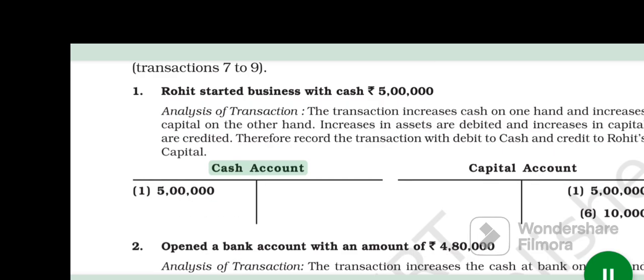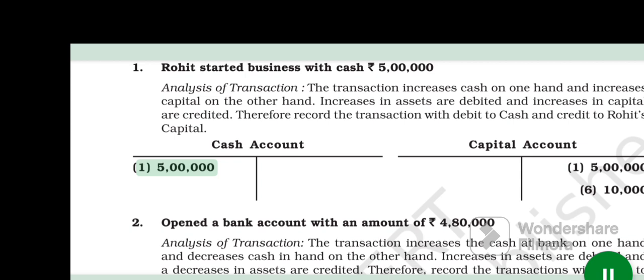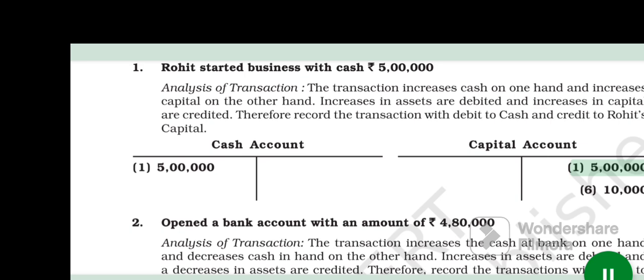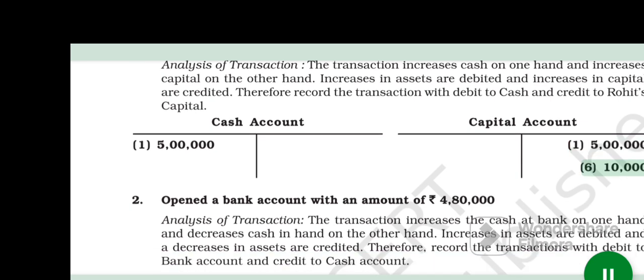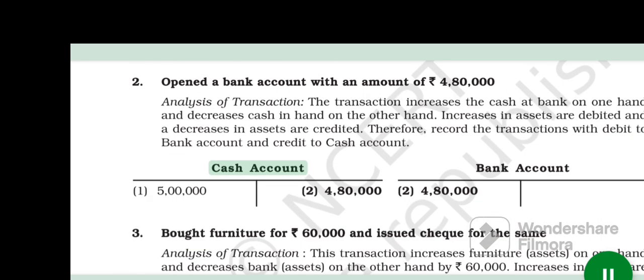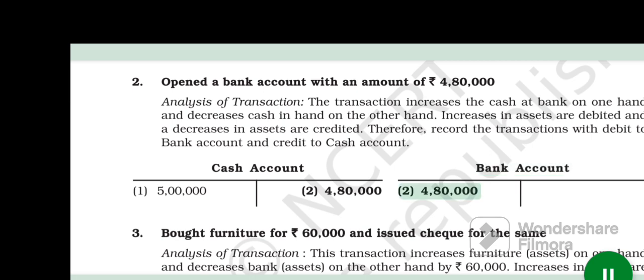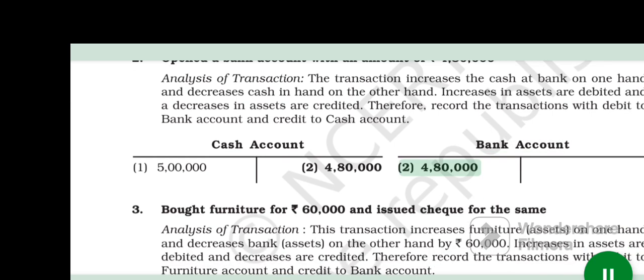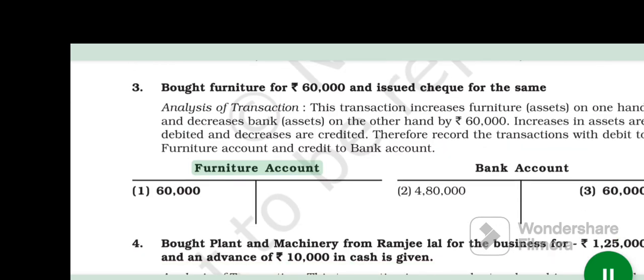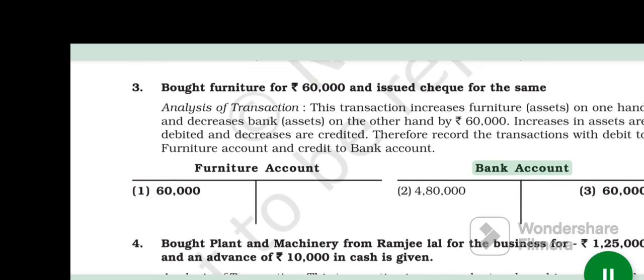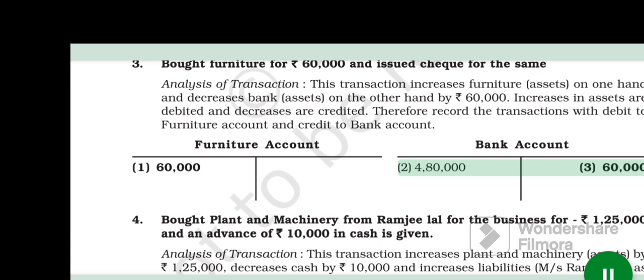Cash account 1. 500,000. Capital account 1. 500,000. 6. 10,000. Cash account 1. 500,000 2. 4. 80,000. Bank account 2. 480,000. Furniture account 1. 60,000. Bank account 2. 480,000 3. 60,000.